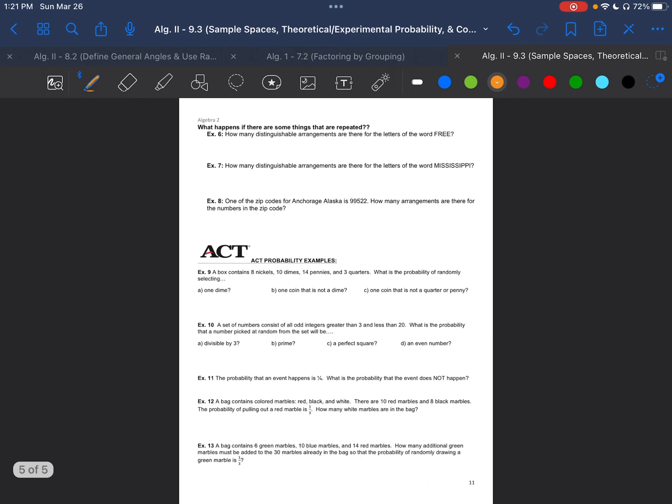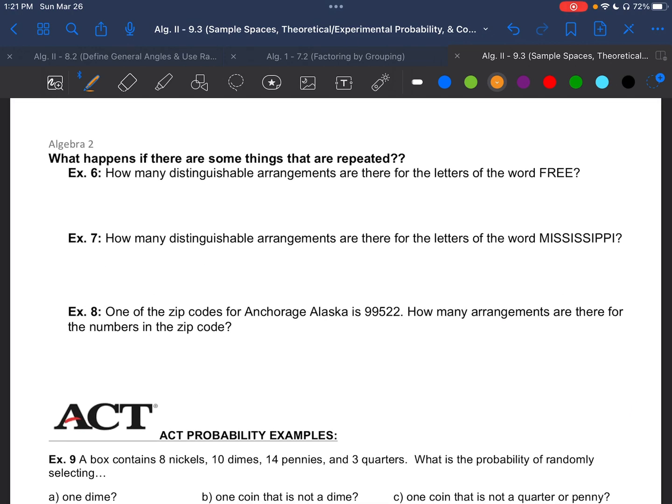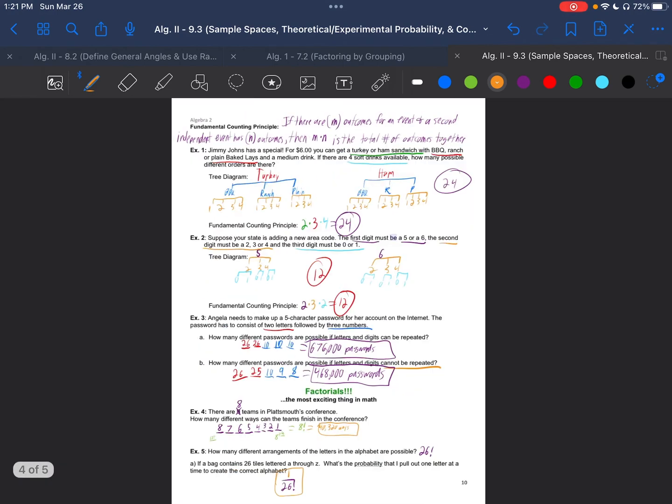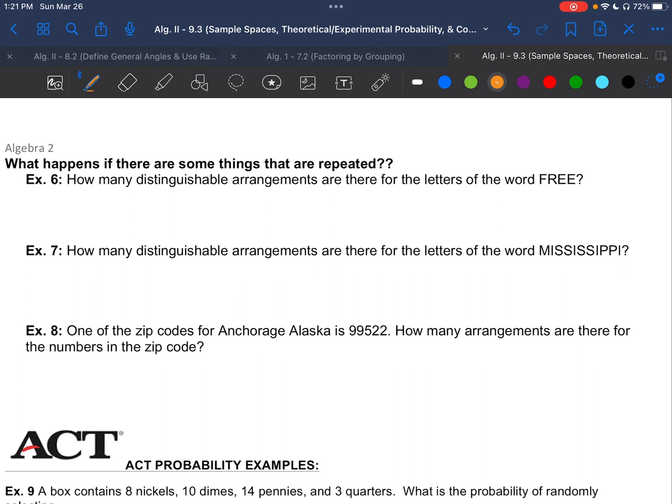On to some different examples now. So what happens if there are some things that are repeated? So example 6, how many distinguishable arrangements are there for the letters of the word free? So free would be different than if you were rearranging the 26 different letters in the alphabet, because they're all different. So like even if you were to rearrange trip, it would be just ordering those 1 through 4, just like we did the teams in the conference, 1st through 8th. So you just do 4 factorial in this case.